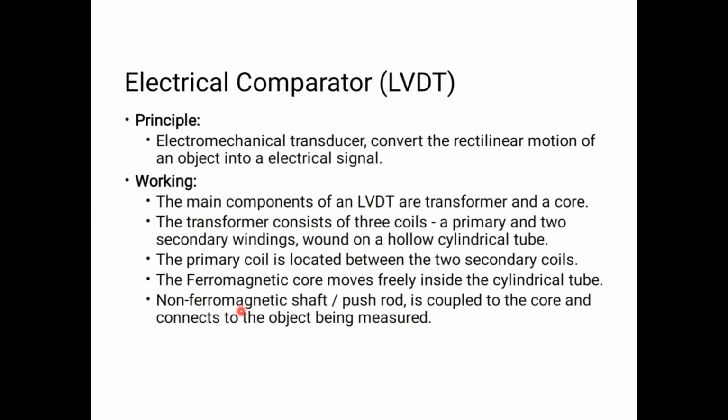A non-ferromagnetic shaft, sometimes called a push rod, is coupled to the core in order to move the core inside the hollow tube, in order to vary the magnetic flux generated or EMF induced in the two secondary windings. This is the construction of the LVDT.